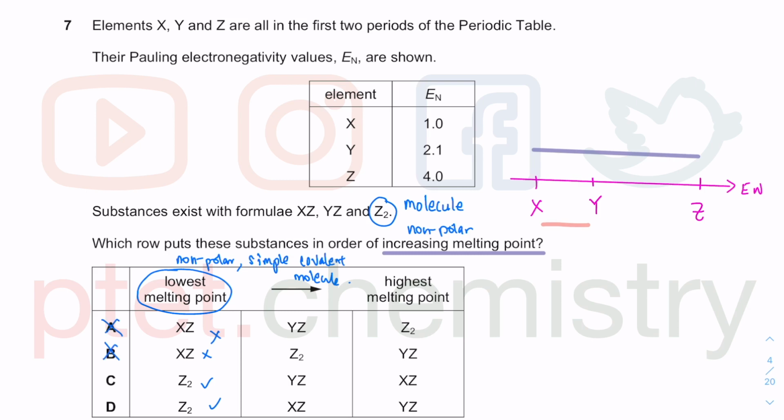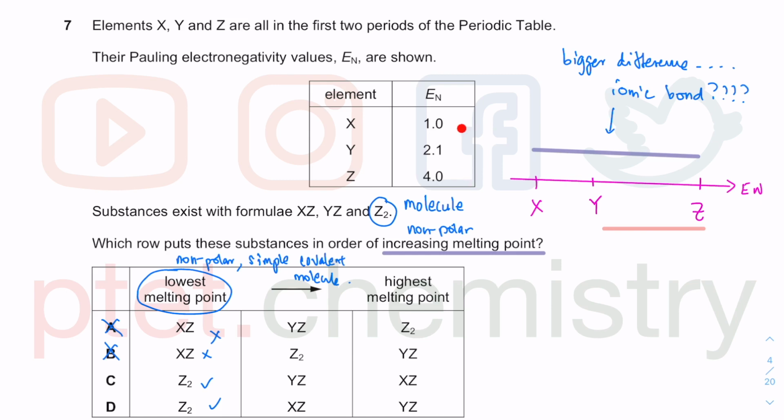In terms of our highest melting point, we think about the difference in electronegativity. They're not looking at XY, they're looking at YZ. The bigger the electronegativity difference, the more polar, but you could also think about the extreme of bonding, where instead of being very polar, you could get an ionic bond. How do I know it's an ionic bond? I don't know. At this point, we're just looking at values.